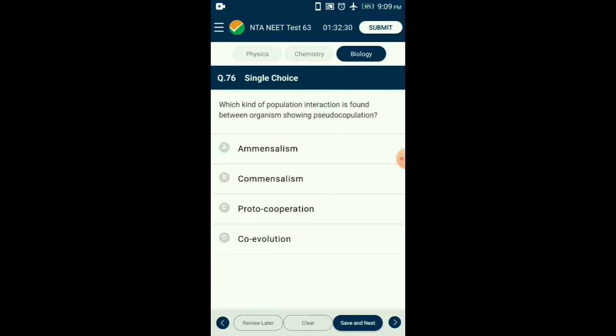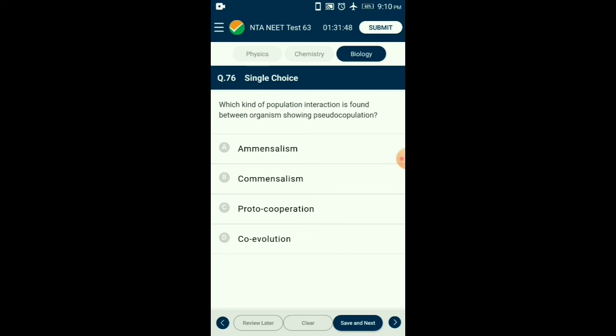Question number 76. Which kind of population interaction is found between organisms showing pseudocopulation? The Mediterranean orchid Ophrys employs sexual deceit to get pollination done by a species of bee. One petal of its flower bears an uncanny resemblance to the female of the bee in size, color, and markings. The male bee perceives it as female and is dusted with pollen from the flower during the process of pseudocopulation.